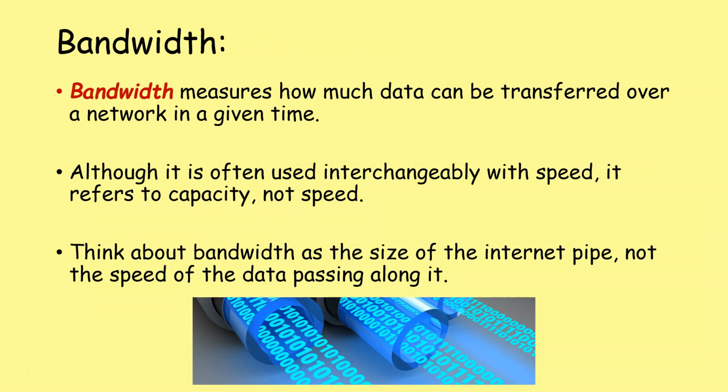Bandwidth measures how much data can be transferred over a network in a given time. Often you'll hear it used interchangeably with speed, but bandwidth refers to capacity, not speed. Think about bandwidth as the size of the internet pipe, not the speed of the data passing along it. If you think about the example of a road, bandwidth measures how many cars are arriving every second, not how fast those cars are traveling.